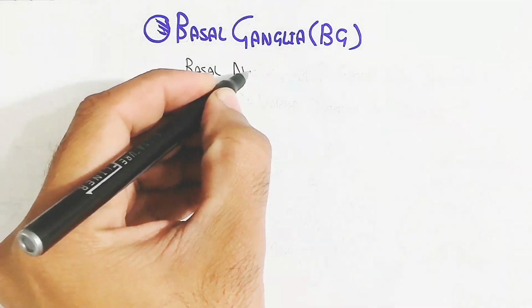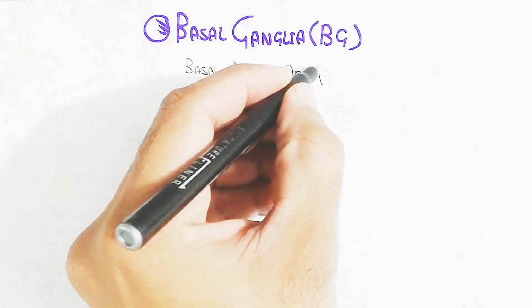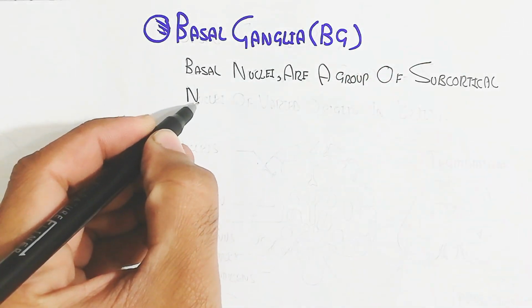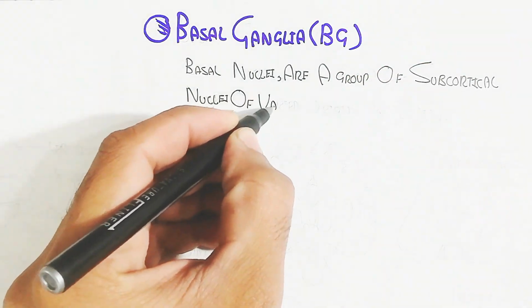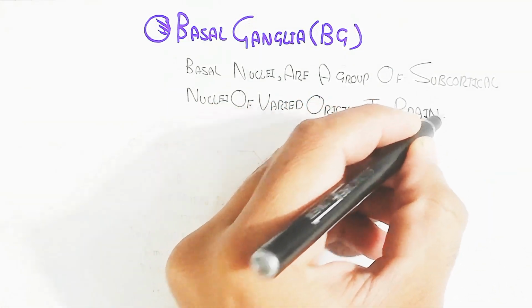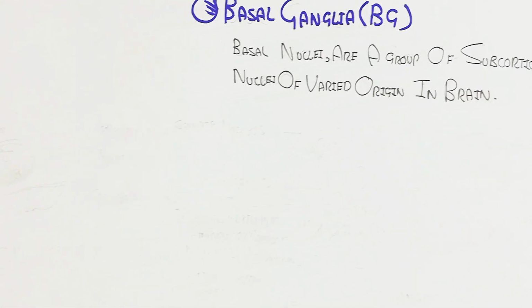Basal ganglia nuclei are a group of subcortical nuclei of varied origin in the brain. They are present between the forebrain and midbrain. So we will understand with the diagram.